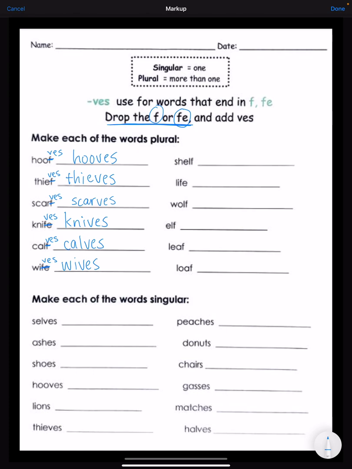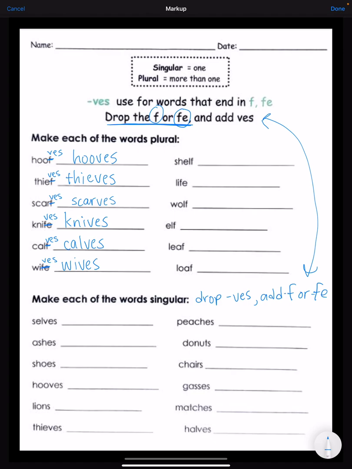Now I'm not going to do the other side, but we're going to talk about the bottom. If we're making it singular, this is basically backwards thinking, guys. If it ends in F or FE when it's singular, we drop the F or FE and add VES to make it plural. So if we go backwards, we drop the VES and add F or FE. Write this down, and do a little dash there because it's an ending. To make it plural, we drop the F or FE and add VES. To make it singular, we drop the VES and add F or FE.